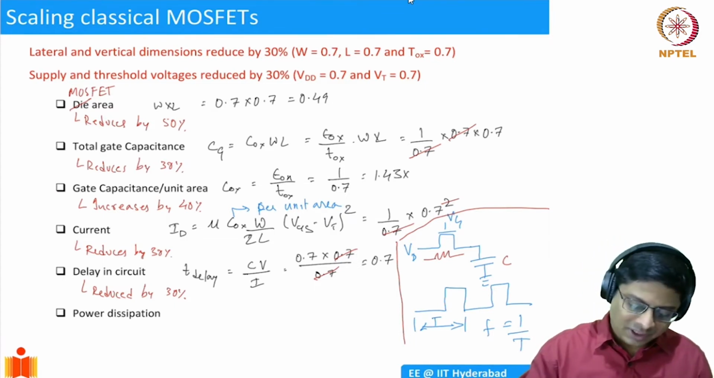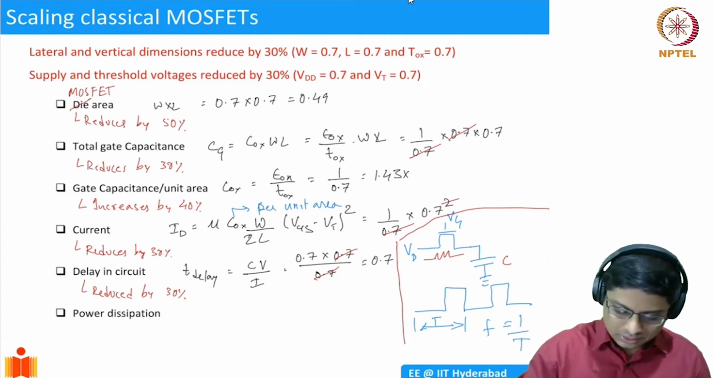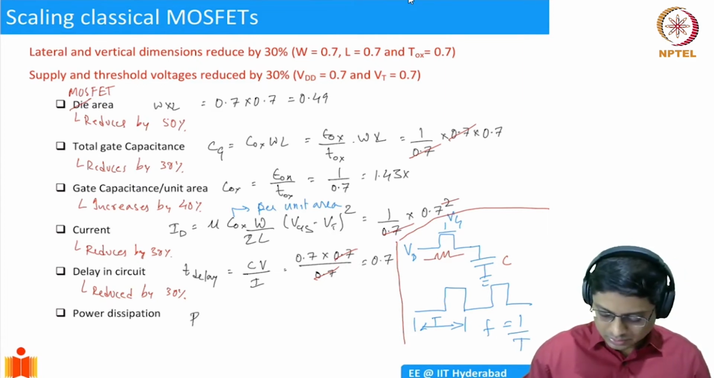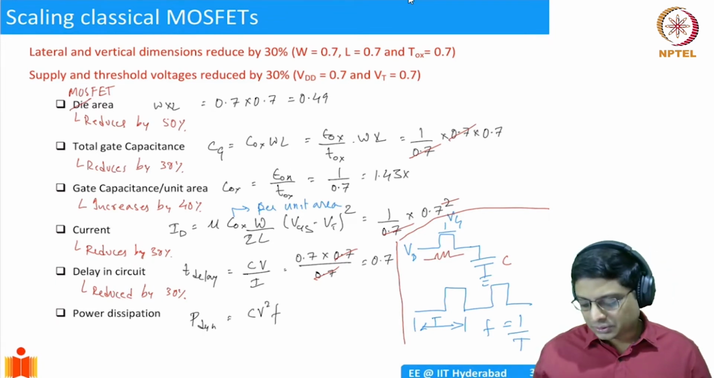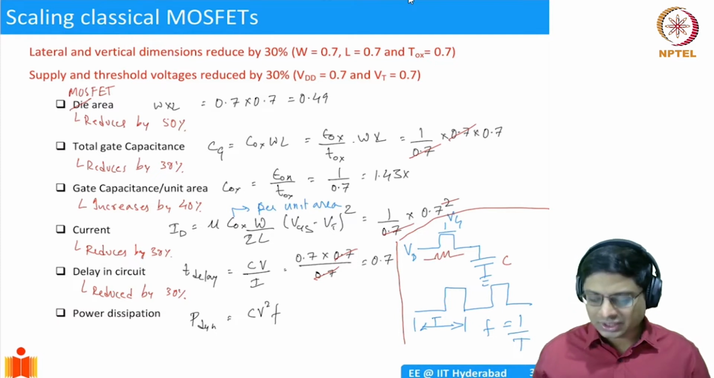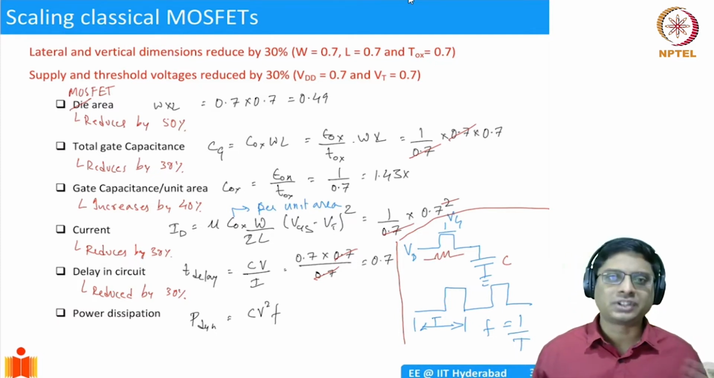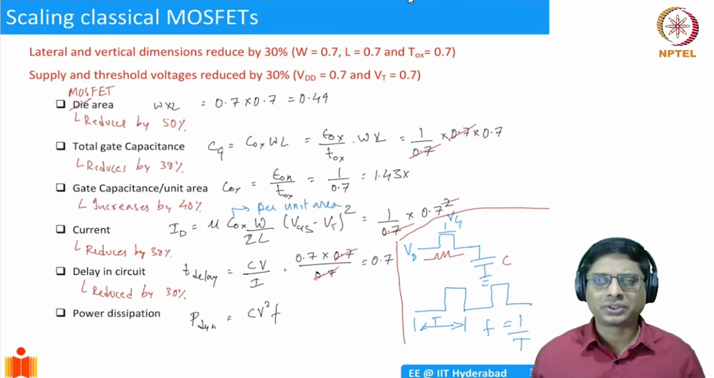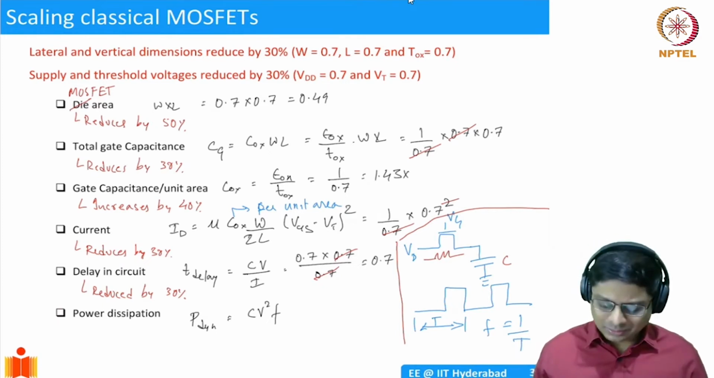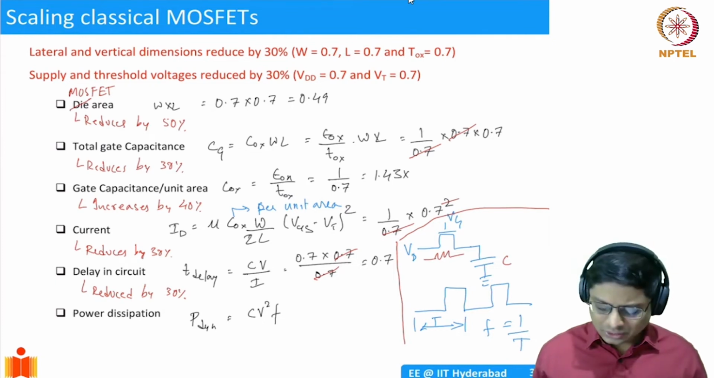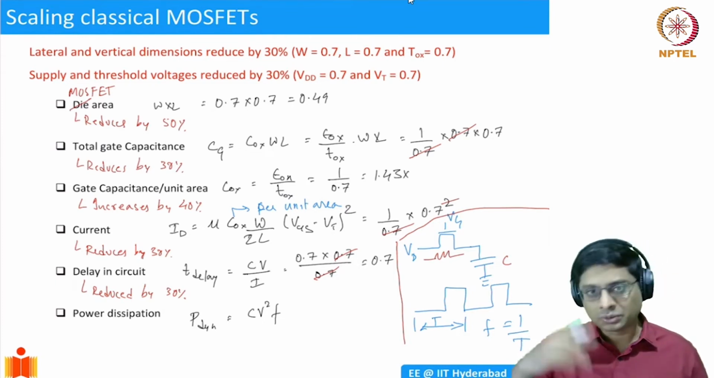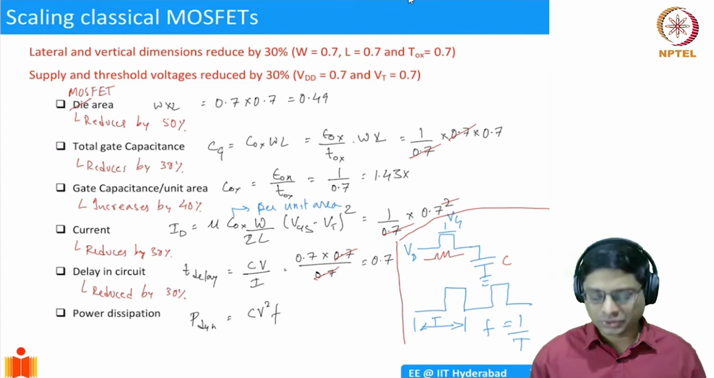So the dynamic power dissipation of a MOSFET is going to be CV square times frequency. If you study any digital circuits course, you will go into greater detail on dynamic power dissipation, static power dissipation, and so on. But for now, I just want you to accept that if C is the capacitance and V is the supply voltage, the total power dissipated when you are switching from 0 to 1 and 1 to 0 is going to be CV square F, where F is the frequency.